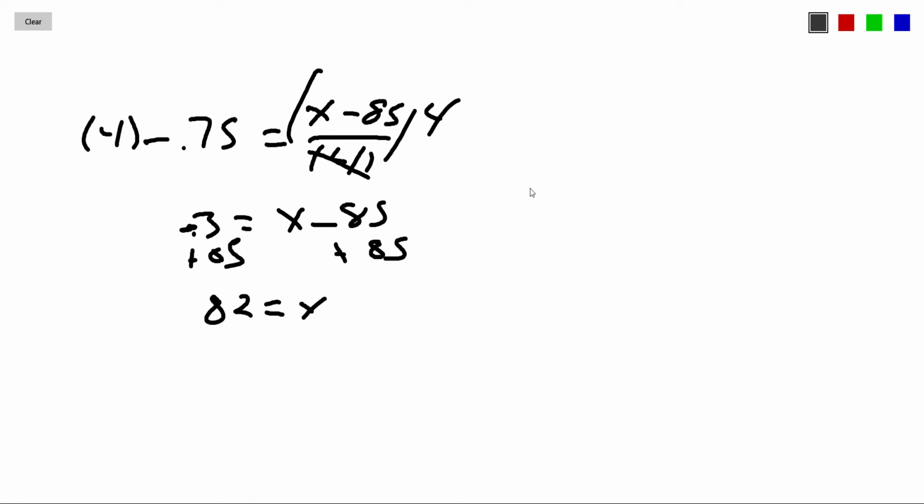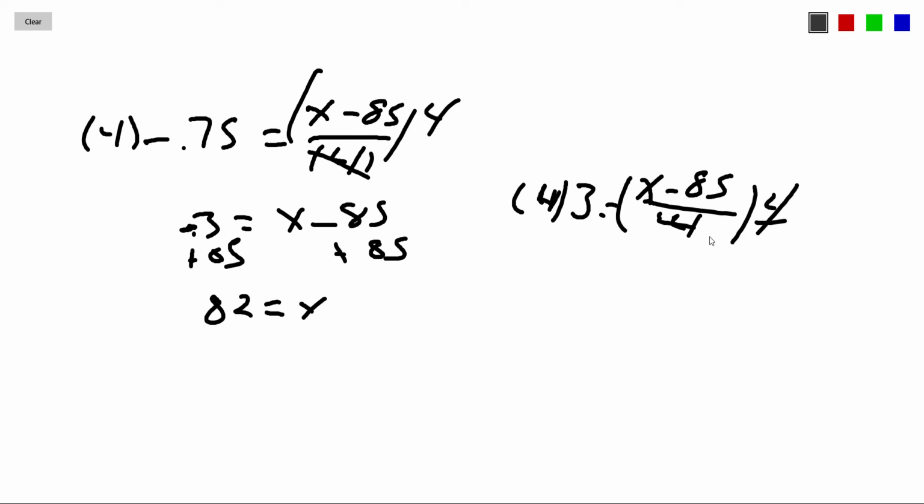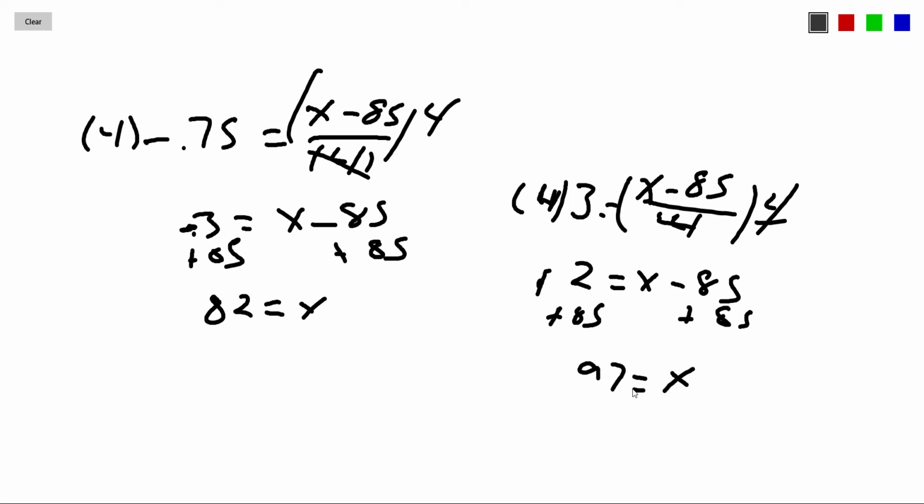So our test grade for Zach would be 82. Let's do one more example. So for Taylor, she has a z-score of 3. Again, same equation on the right side. We're solving for x. 85, 4. We'll multiply everything by 4. Those cancel out. So we have 12 equals x minus 85. Add 85 to both sides. The score would be 97. And that's for Taylor.